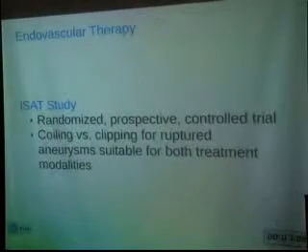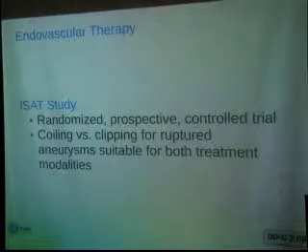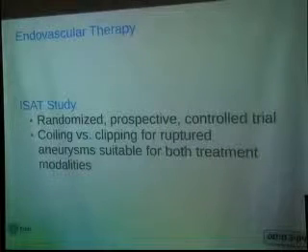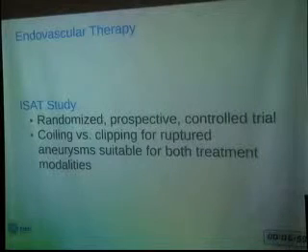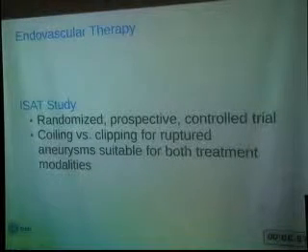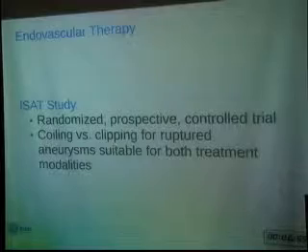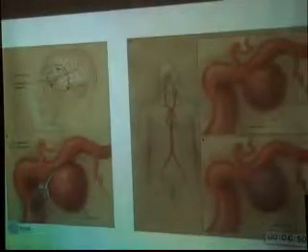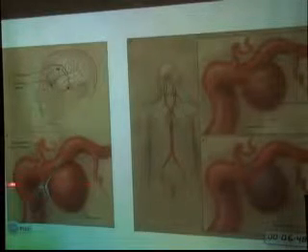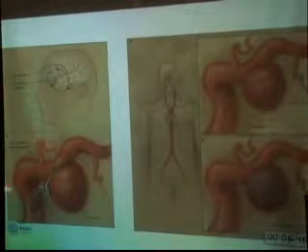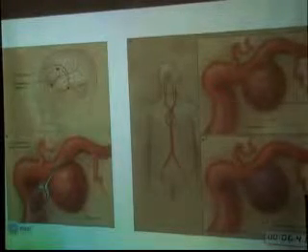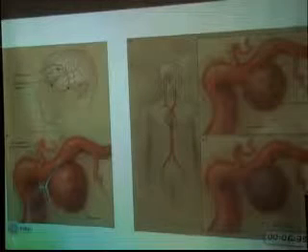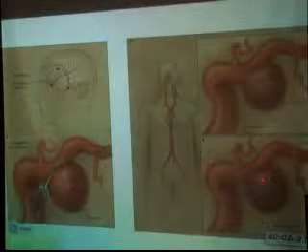Endovascular therapy started with the ISAT study, which was the first randomized prospective controlled trial, the International Subarachnoid Aneurysm Trial, which compared coiling versus clipping for ruptured aneurysms suitable for both treatment modalities. Here we have the standard surgical clipping, closing the aneurysm from outside using surgical clips, and here the endovascular coiling, using a catheter to fill the aneurysm with coils.